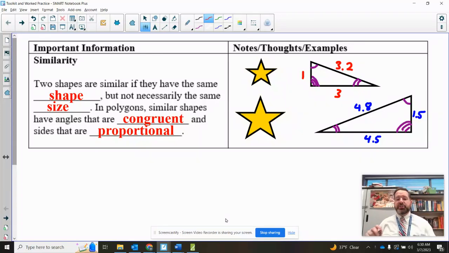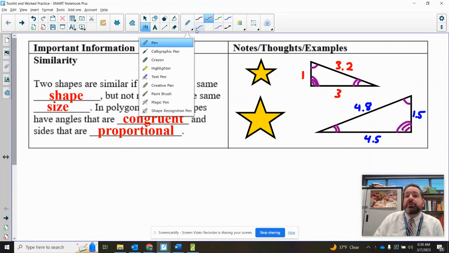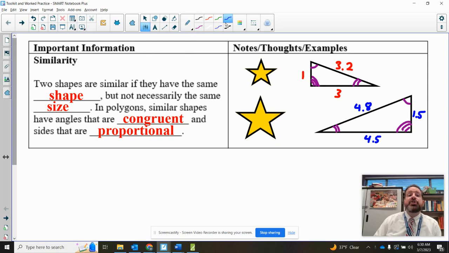Let's take a look at the first section of the toolkit. So similarity occurs when two shapes are the same. So two figures have the same shape, but they don't necessarily have to be the same size.